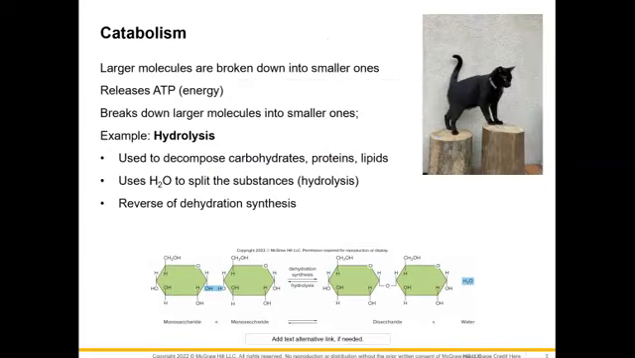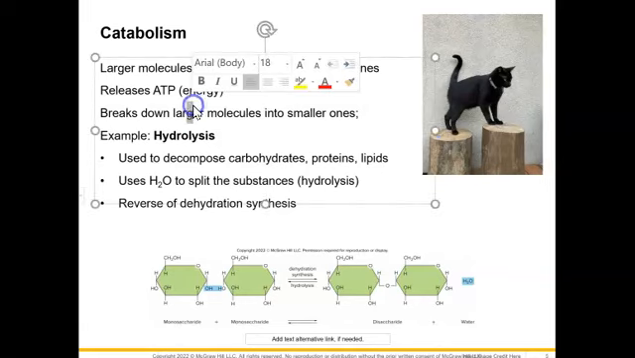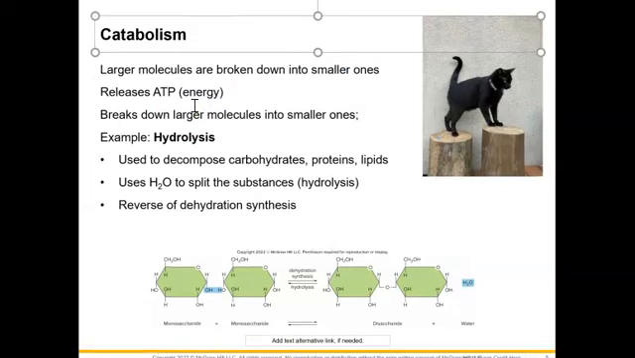Now, our second type of metabolic reaction is called a catabolic reaction. And catabolic reactions are just the opposite of anabolic reactions. In a catabolic reaction, we are taking those larger molecules and breaking them down into smaller ones. Now, if an anabolic reaction requires the input of energy, a catabolic reaction actually releases energy. So this is a way that we can sort of release energy that can be used by a cell in other ways.